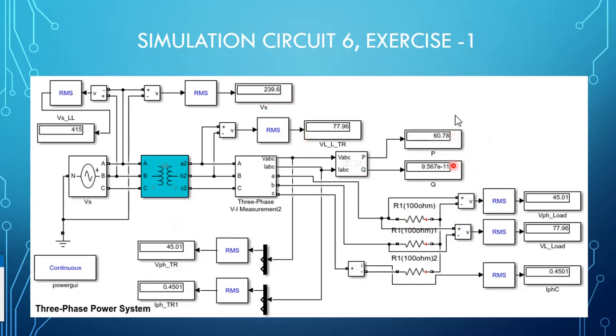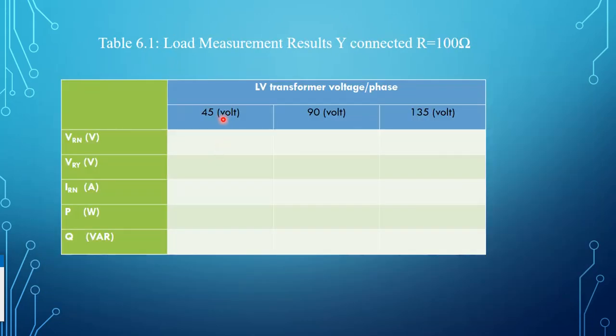What is your power, what is your Q? Because this is R load only, your Q is quite small, close to 0. See the table that you need to fill in, where the secondary voltage of your transformer goes from 45, to 90 volt, and also 130 volt. Fill in the phase voltage, line to line voltage, and also the line current, phase current, your P and your Q.